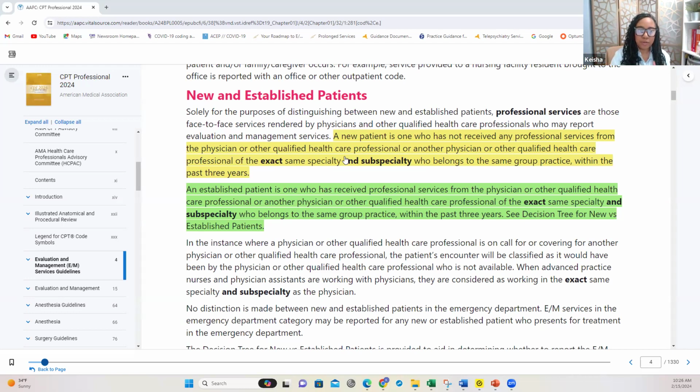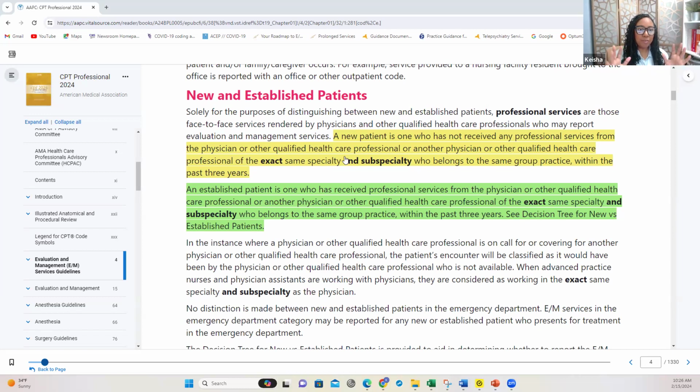And oftentimes the physicians get confused because they're like, okay, well, they saw my colleague, but this is the first time they're seeing me. So this is going to be a new patient code, and I'm going to code it using 99202 through 99205. But that's incorrect because it should be an established patient using the codes 99211 through 99215. So we want to keep that in mind.